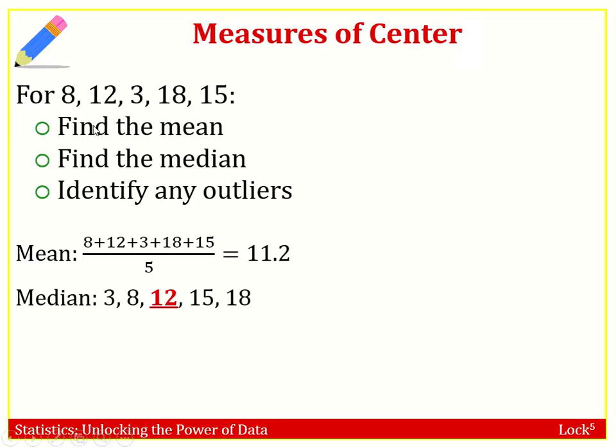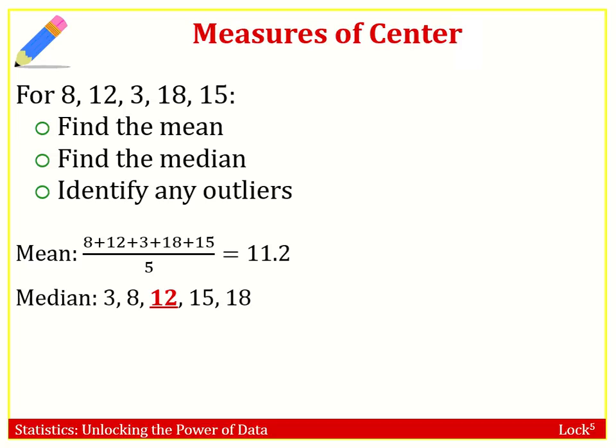So for this one here, here's our data. Find our mean. Well, to find our mean, we're going to take the 8 plus the 12 plus the 3 plus the 18 plus the 15, add them together, and divide by how many data values we have, which is 5. So our mean, when we work that out, is 11.2. For our median, we actually have to reorder these from smallest to largest. When you reorder them from smallest to largest, your median is the middle number. Now, if you had two numbers in the exact center, remember, we just said that you have to average those two middle numbers.